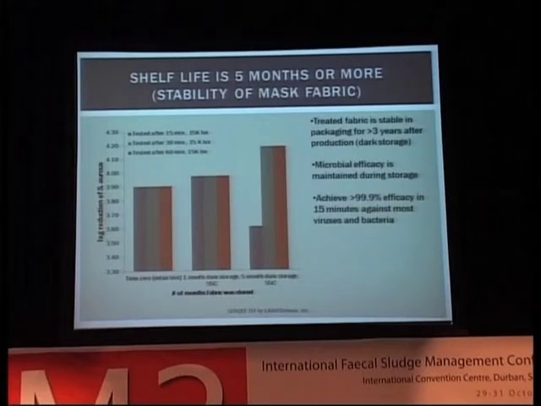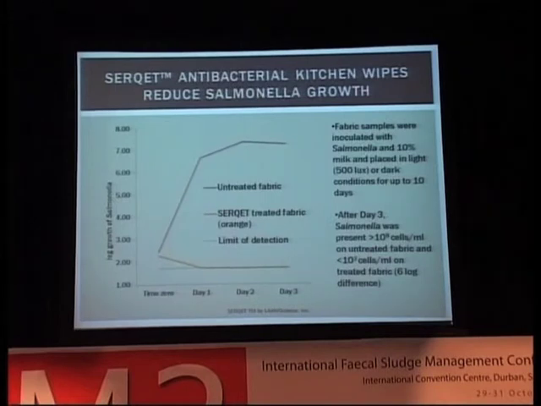We have another product which we show on the market, which is an antibacterial kitchen wipe. Here I think the diagram is self-explanatory. We inoculated the kitchen wipe with milk and salmonella, and then let it sit in room light, which is about 500 lux. As you can see, the treated wipe did not grow any additional bacteria. The untreated wipe went up to an enormous amount of bacteria within 3 days.